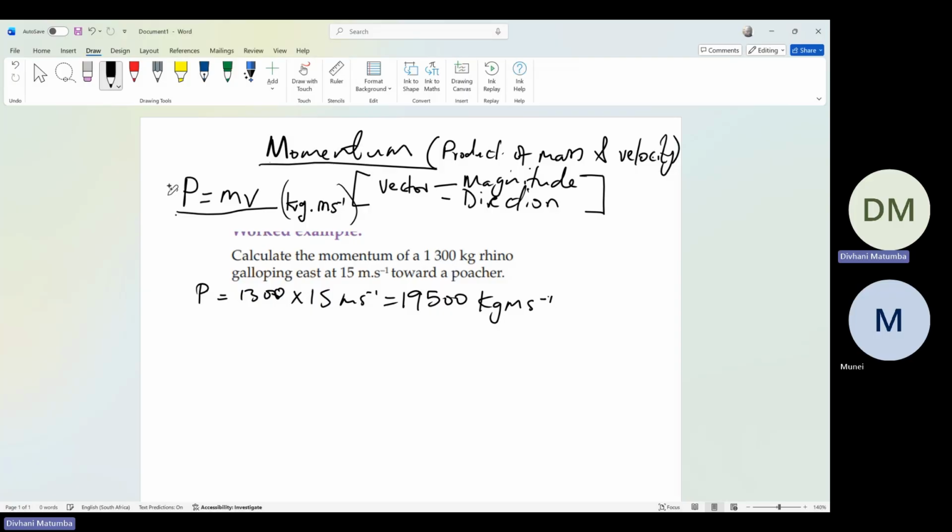From the units, you can see the standard units that you must always use when you're calculating momentum. Let's say, for instance, if the mass of the rhino was given in grams, it means you have to convert it to kg. Where are you going to see that? From the standard units. You must convert it to kg.